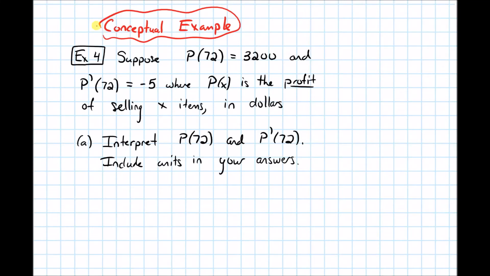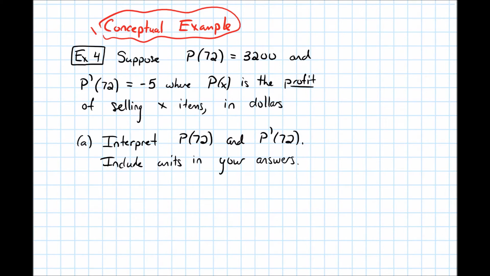In this video, we're going to do a more conceptual example involving marginal analysis. So this is example 4, continuing our numbering of examples from the previous videos from this section. So the question is, suppose P of 72 equals 3200 and P prime of 72 equals -5, where P of X is the profit of selling X items in dollars. Part A of this question is asking, interpret P of 72 and P prime of 72. Include units in your answers.